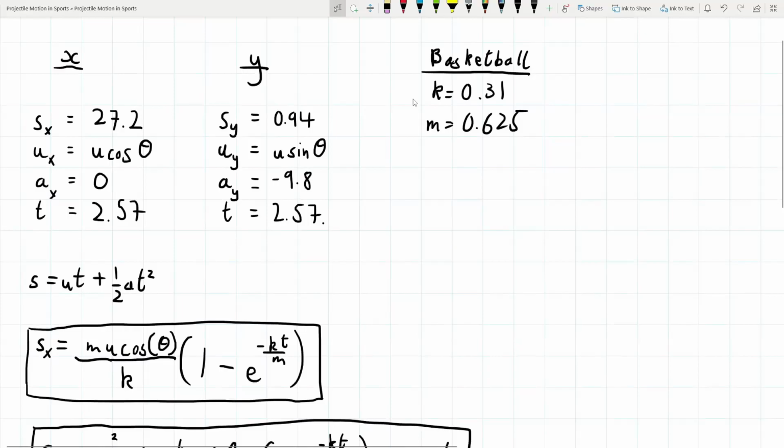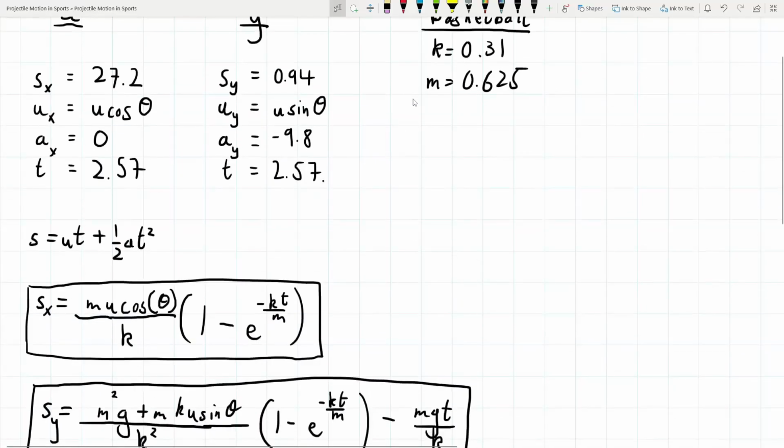We know that for a basketball, k will be 0.31. I'm going to trust the terminal velocity I found online instead of the one that I calculated, because the online one's probably right. And the mass is 0.625 kilograms. So if we start off in the x direction, we can just bring it up here.